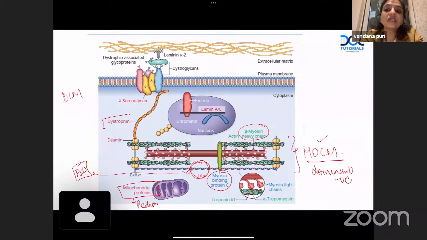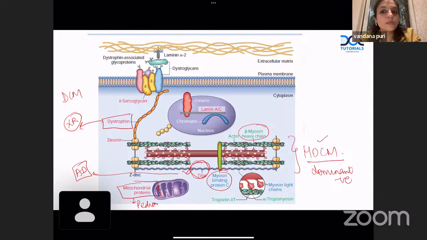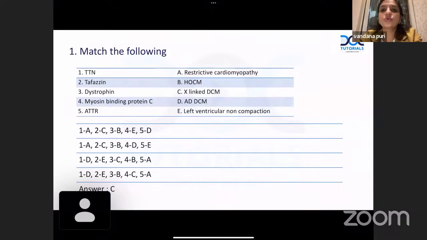Whereas whenever there is a defect in dystrophin, again the force is not being transferred to the extracellular matrix, then it is inherited in an X-linked recessive manner. So remember, the transmission of force is defective, and depending on which protein or gene is defective, the mutation varies. So titin is autosomal dominant, dystrophin is X-linked recessive, and mitochondrial is in the pediatric age group. Now looking at the question here, this is the titin gene, and all of you know that this typically causes autosomal dominant dilated cardiomyopathy.